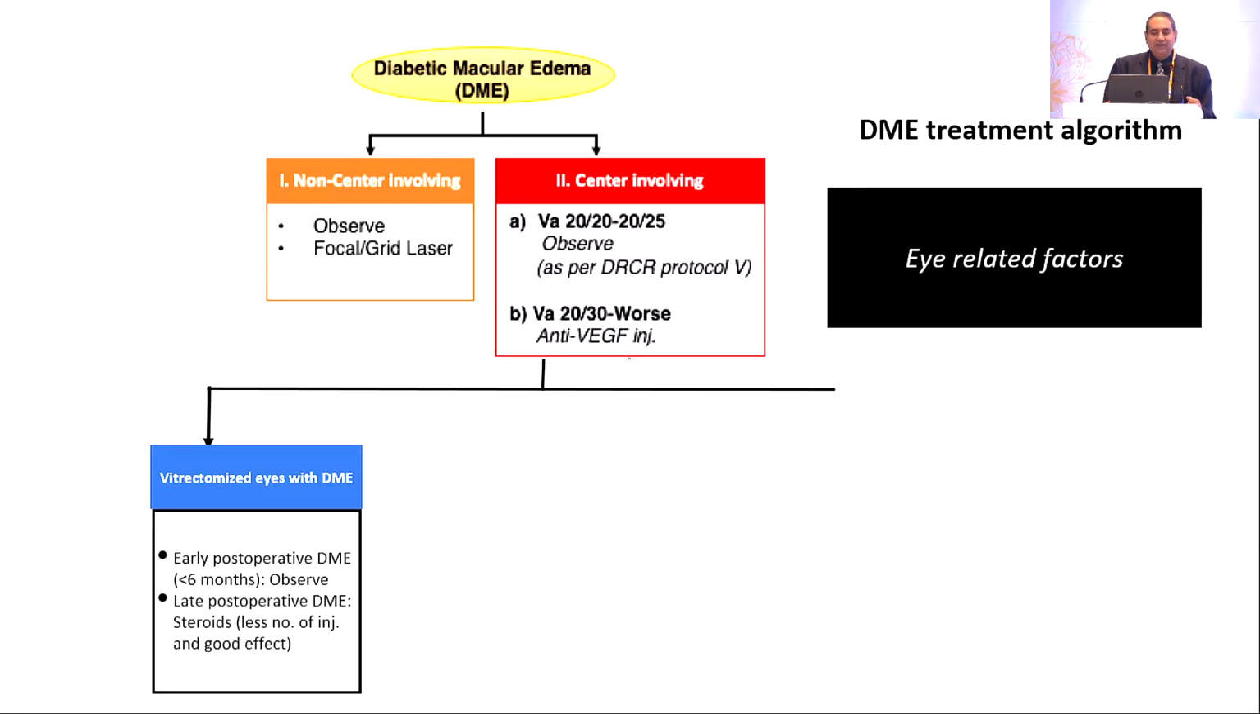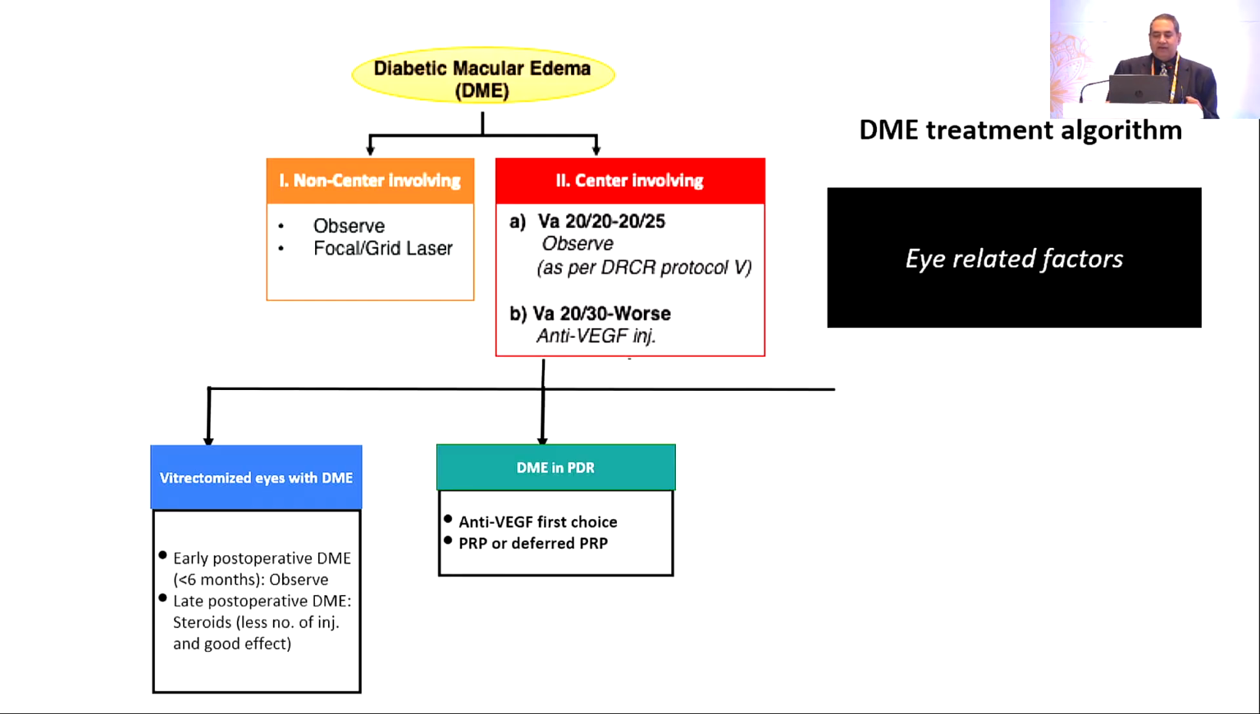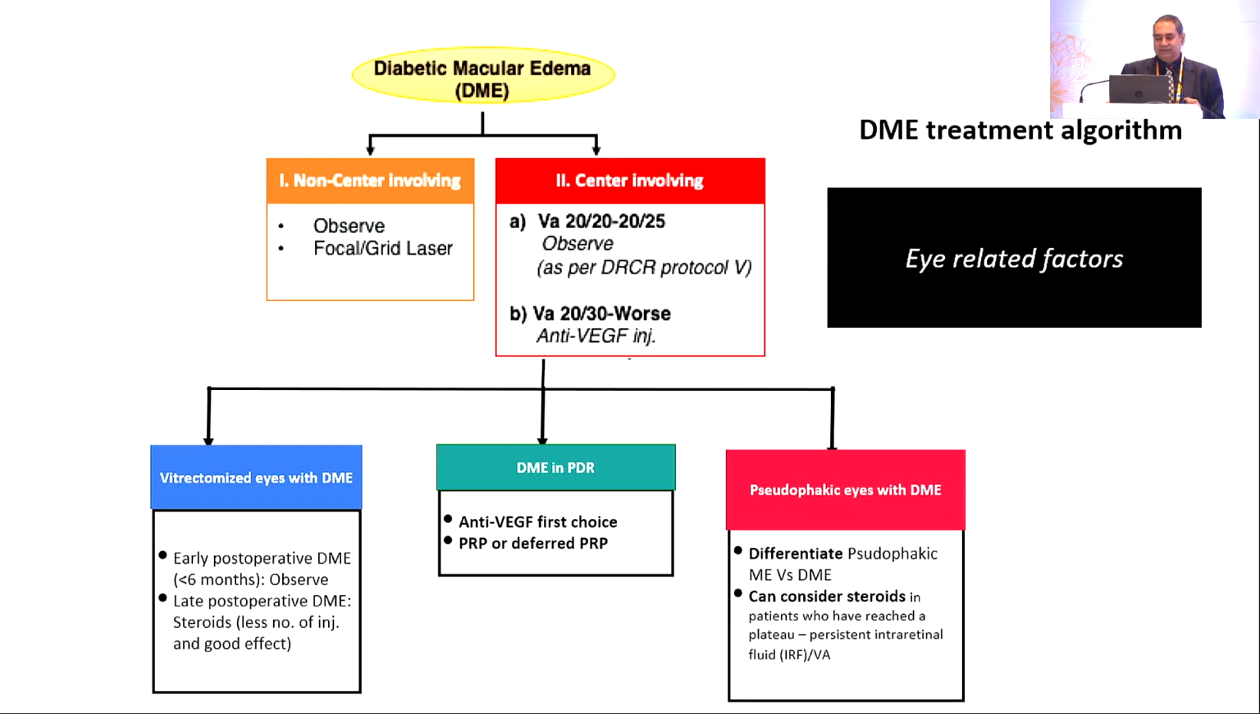There are certain eye-related factors. If it's a vitrectomized eye with diabetic macular edema, we have shown in a multicentric study that in the early period you don't need to inject anything. However, if it's in the late period, you can go ahead with steroids. Even anti-VEGF works, but you require fewer injections with steroids. If diabetic macular edema is with PDR, anti-VEGF becomes the first choice. You definitely need to do a pan-retinal photocoagulation, or you can defer it and do it a little later.